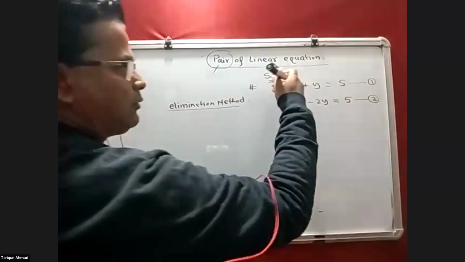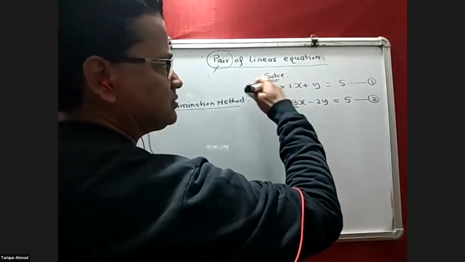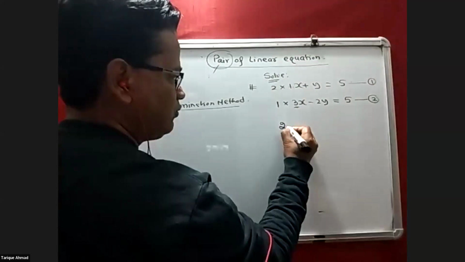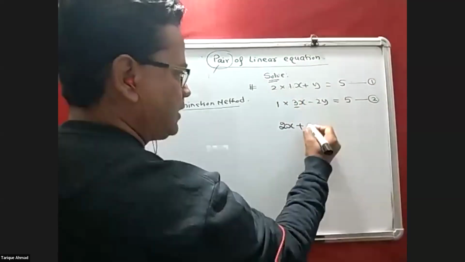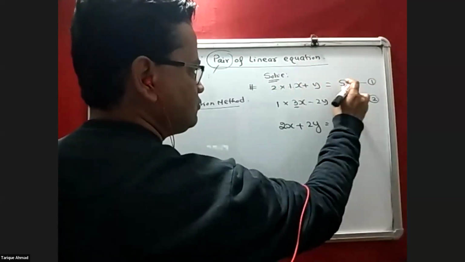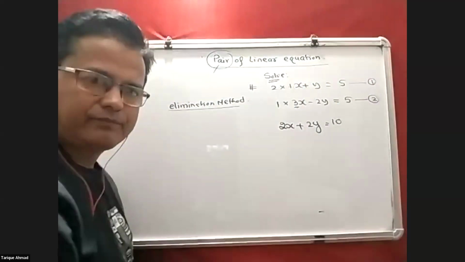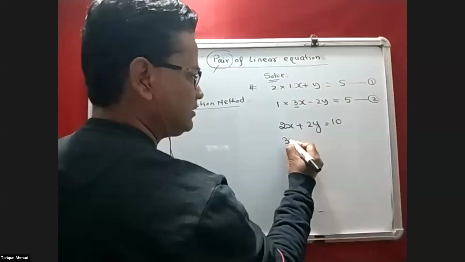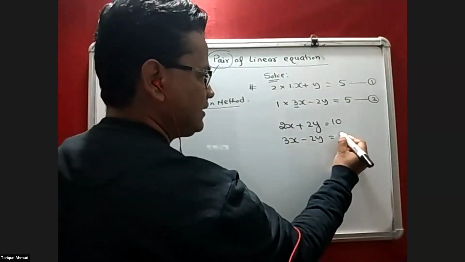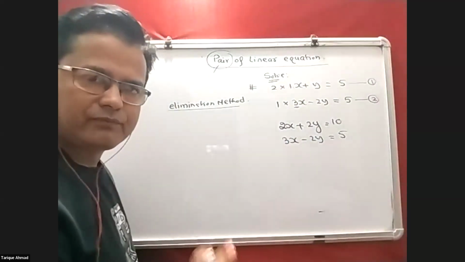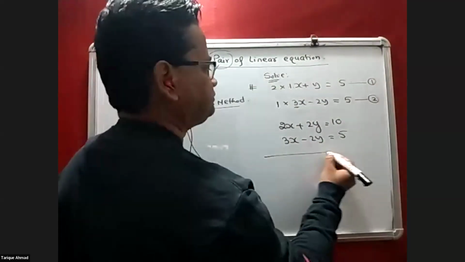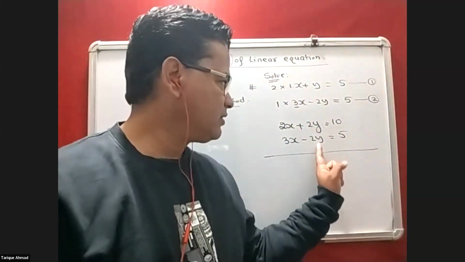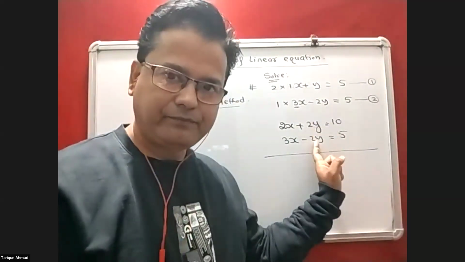Fine. Now, multiplying 2 with all the terms in equation 1: 2 into x, 2x. 2 into y, 2y. 2 fives are 10. Fine. Multiplying with 1, we will get the same values here: 3x minus 2y equals 5. Now see, the equated coefficients are here. We have equated the coefficient of y.